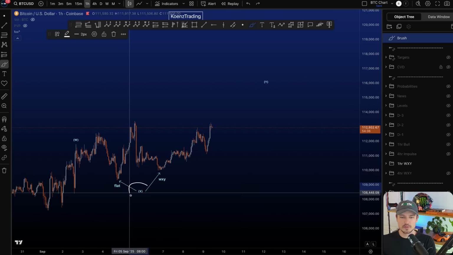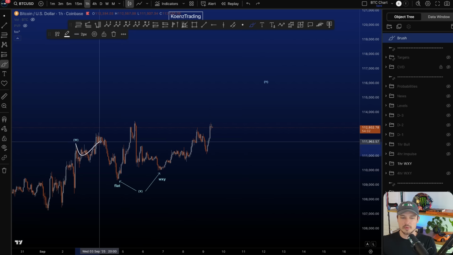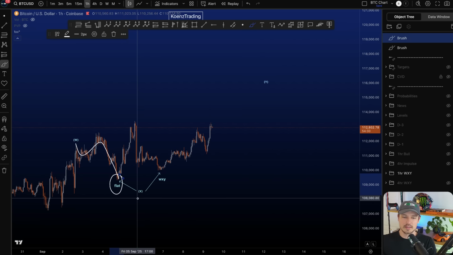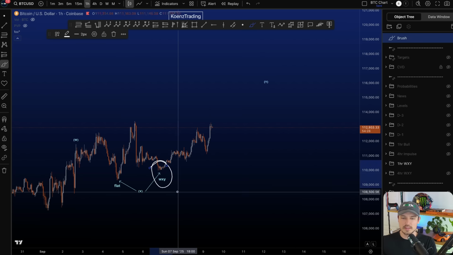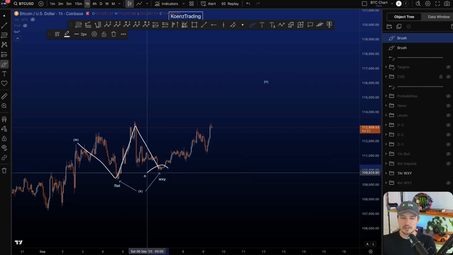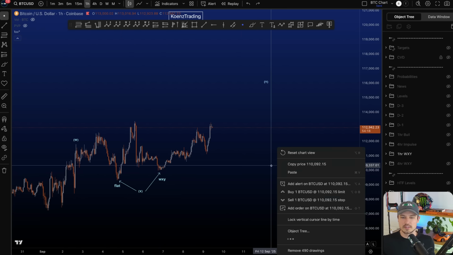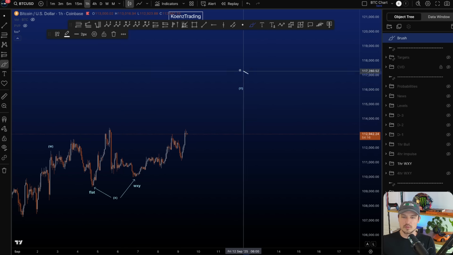Now after wave W, we're looking for a wave X. If wave X finishes here, we can count a flat ABC, and then there's your wave X. Alternatively, if that's the end of your wave X and you count a wave W, flat X, zigzag family structure, and a zigzag down to get a WXY. Now, in both of these cases, we are then looking for a wave Y.